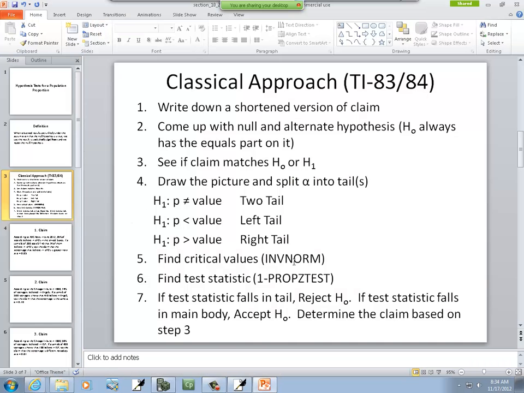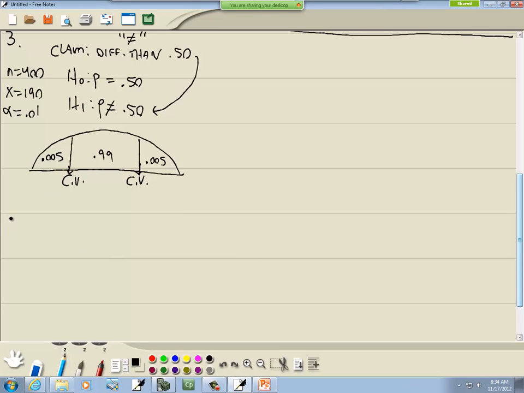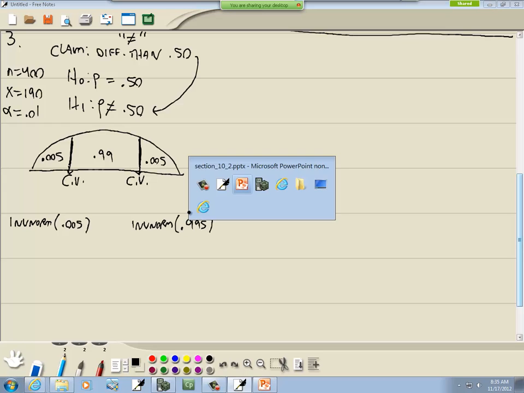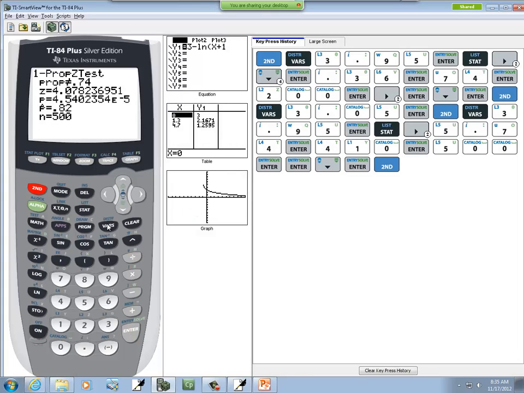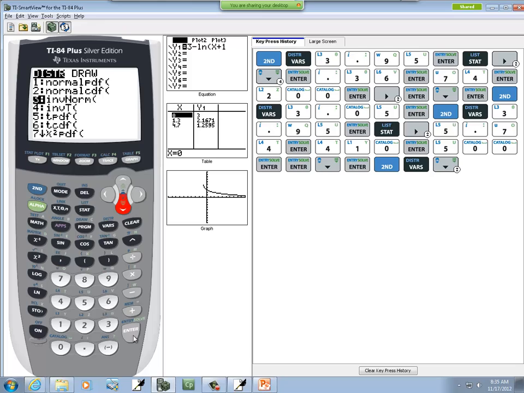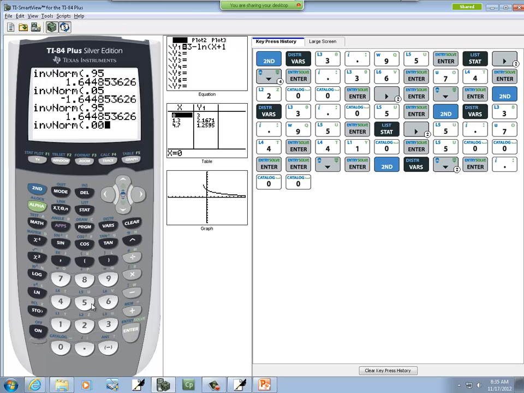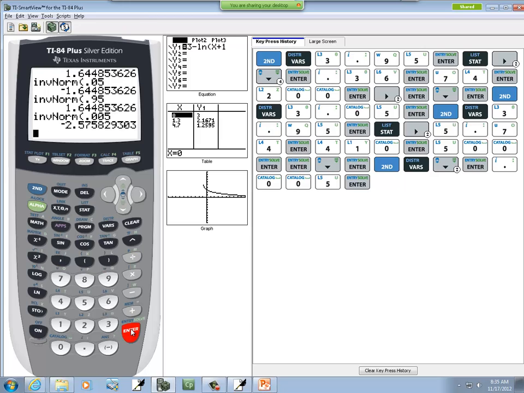Now find the critical values. Use INV norm. So for this one over here, the area to the left, INV norm is always area to the left, is 0.005. For this one over here, here's my critical value. The area to the left of it, we have to add up both of these. 0.005 plus 0.99 gives us 0.995. Okay, so do second vars. Choose INV norm. 0.005. Enter. Then we get negative 2.58.